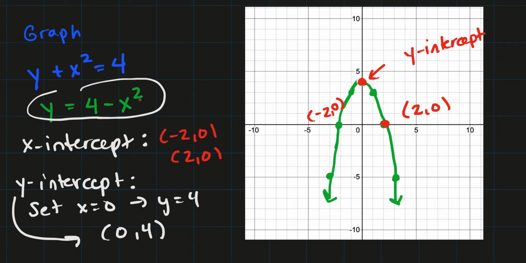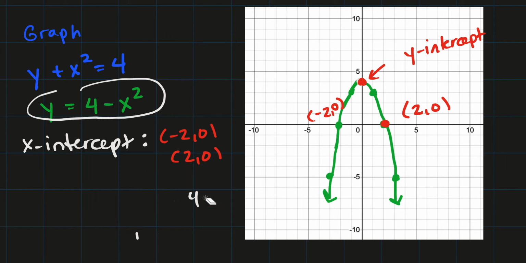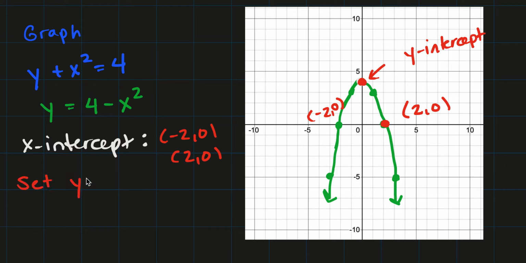But how would we find them from the equation? Well, we just plug in 0 for y. Let's do that just so that we understand how to find the x-intercept from the equation. So we set y equal to 0. So we get 0 is equal to 4 minus x squared.